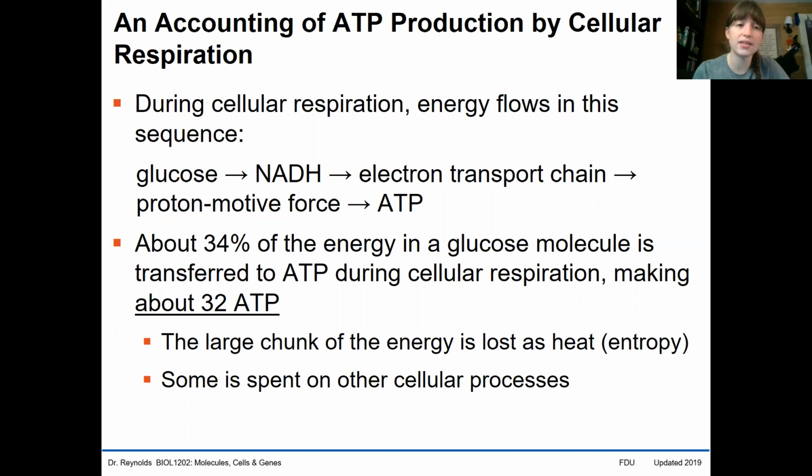So it's quite a step to go from glucose to electron carrier to electron transport chain to proton motive force to ATP. And only about 34% of the energy that's within a glucose molecule ever actually becomes ATP. Some of the energy gets lost as entropy, and that's why your body stays warm all the time, because some of that energy gets dissipated into surroundings. Some gets spent on other processes in the cell and gets utilized for other things.